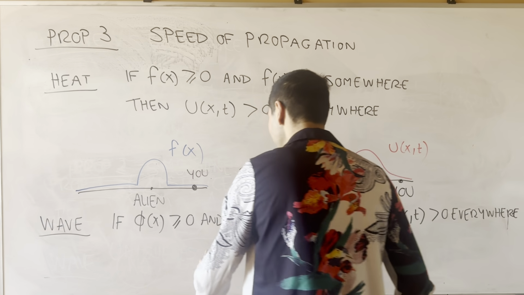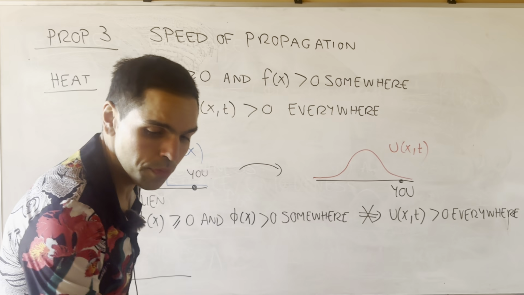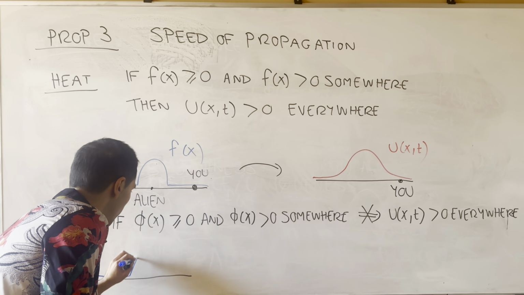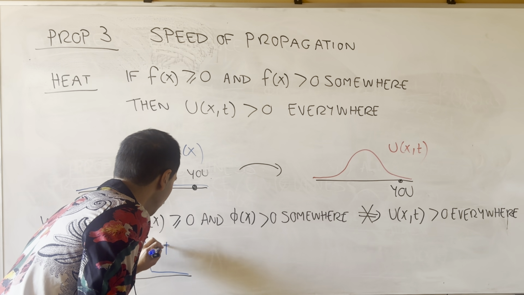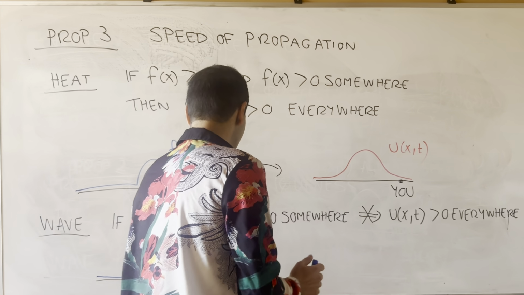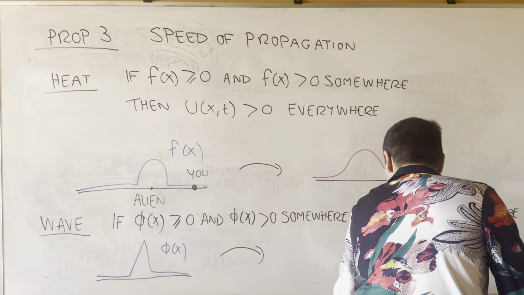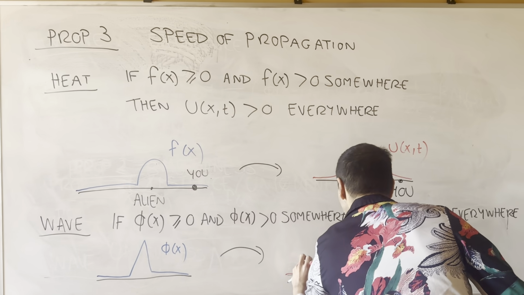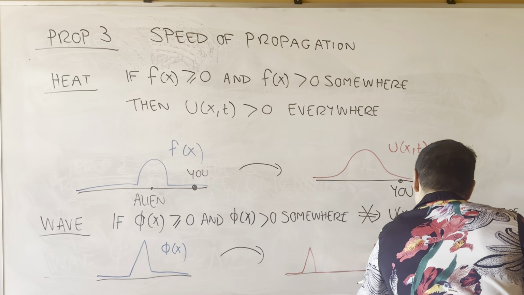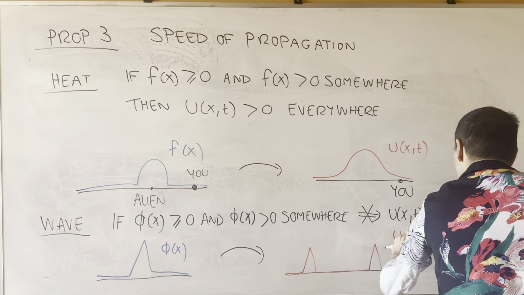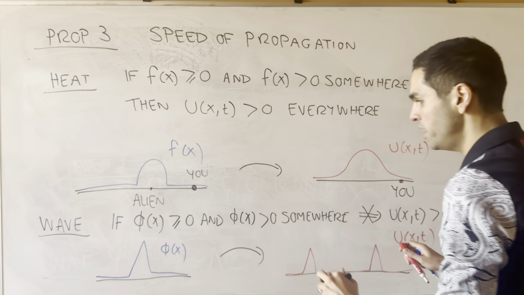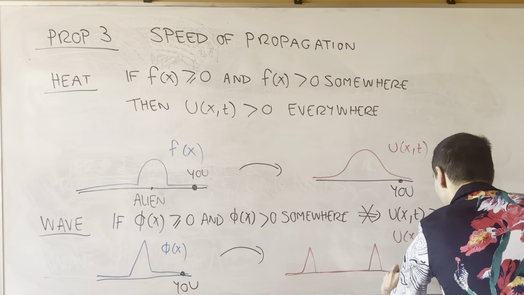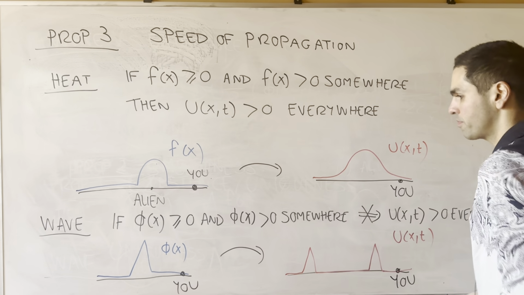And again, I want to illustrate this with a picture. So if phi of x is 0 everywhere and suddenly becomes positive, then remember, things propagate. It's not true that the solution is positive everywhere, because, for instance, you might be here and your value here is still 0.